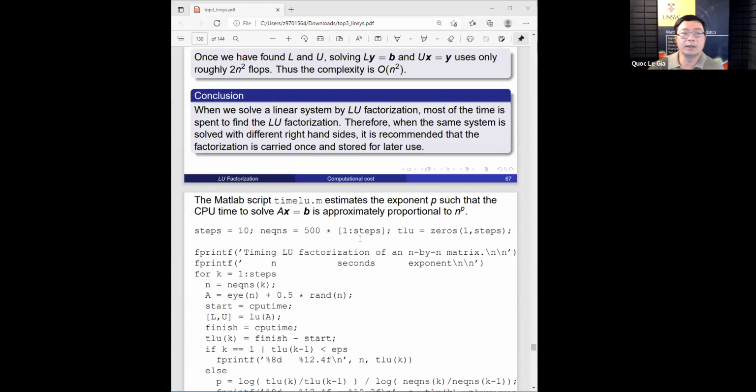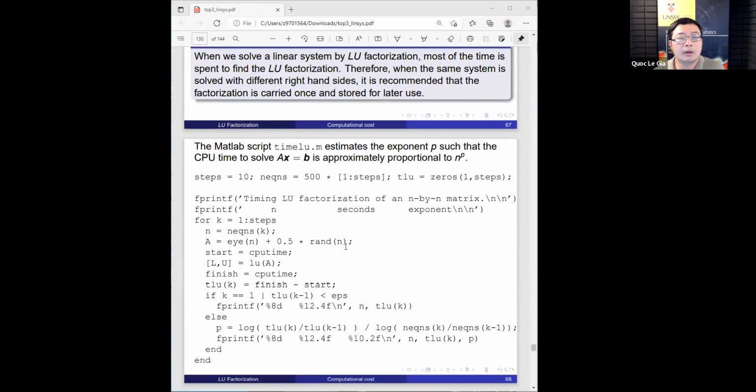So this one is another program. I'm going to run this. If you look at the assignment, actually it's very similar. If you set a matrix A like this, where A is the identity matrix plus some random matrix of size n by n multiplied by half, and then you compute the LU factorization.